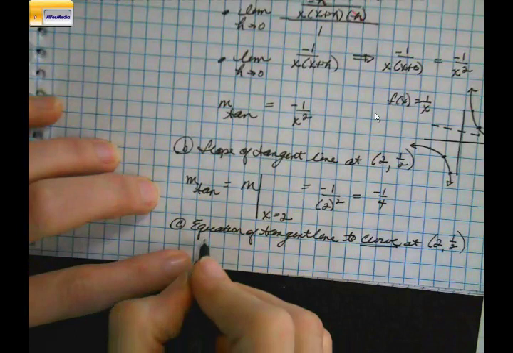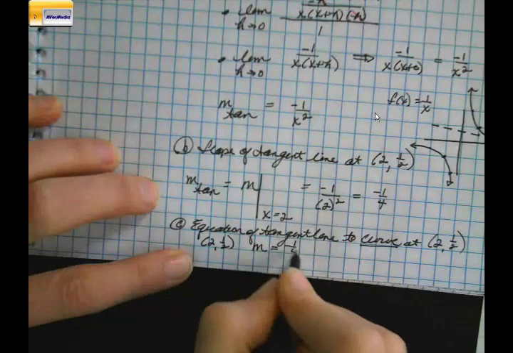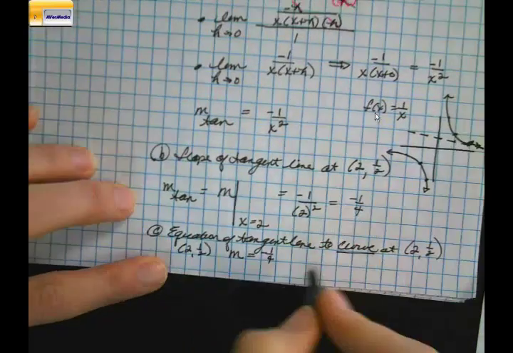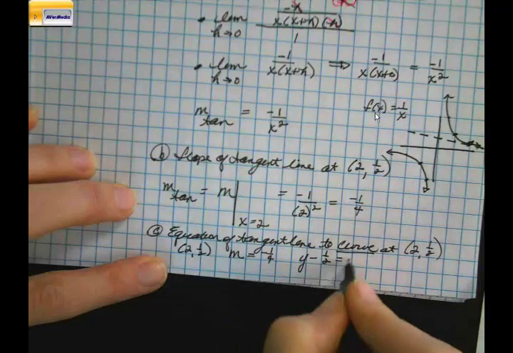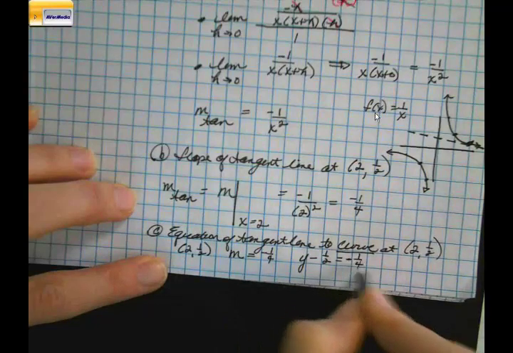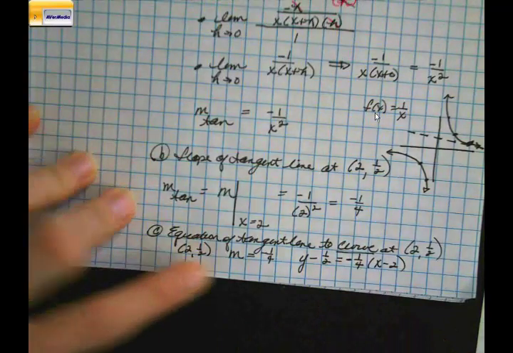So to do this, you now have the point 2, 1/2. You have the slope negative 1/4. So this becomes very easy. It's y minus y1, which is 1/2, equaling the slope, which is a negative 1/4, times x minus x1, which is x minus 2.